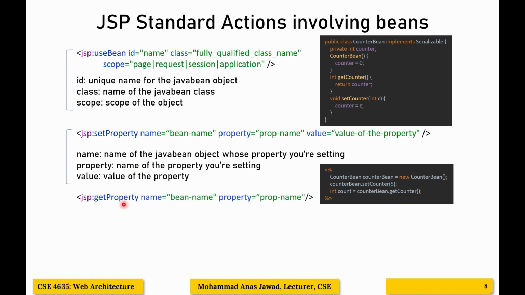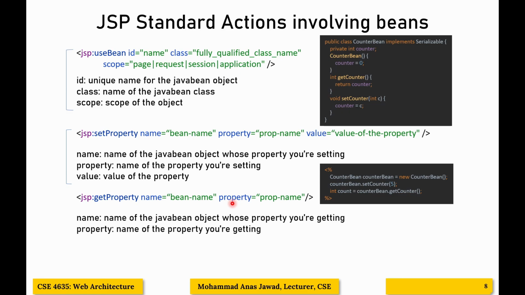Finally, we have the getProperty action tag, which is used to replace calling the getter method. This action tag has only 2 attributes: name and property. Name is the bean name, that is in this case CounterBean, and property is the name of the property whose value we are trying to get. So in this case, we would have written name is equal to CounterBean and property is equal to counter, right? And that would have returned us the value of the counter variable inside our CounterBean object.